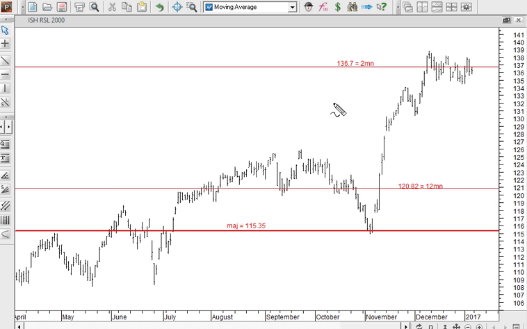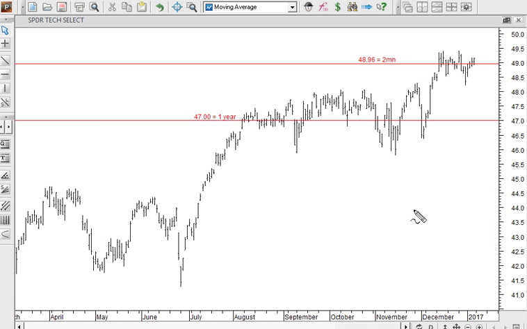On the Russell 2000 ETF IWM, that level comes in at 136.70, and we are printing just a little below that level right now. Another useful chart to follow is the tech sector, XLK, and that 2-month has migrated to 48.96 here, and we're printing a little above that at the moment.